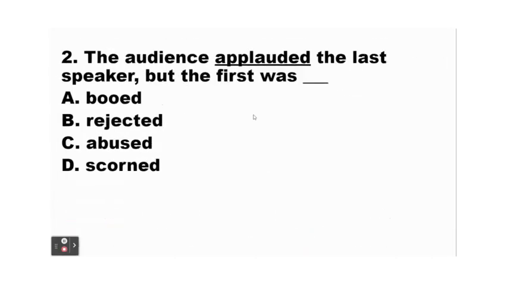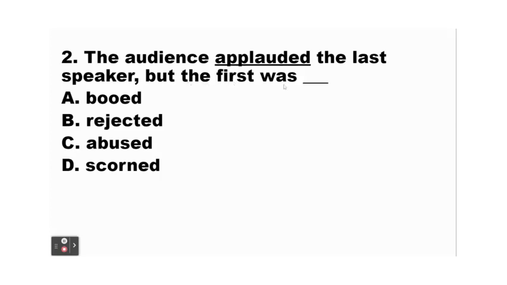Question number 2. The audience applauded the last speaker, but the first was dash. The underlined word is applauded. Option A, booed. B, rejected. C, abused. D, scorned. Now, what is the opposite of applauded? To applaud means to praise, to praise someone, all right?